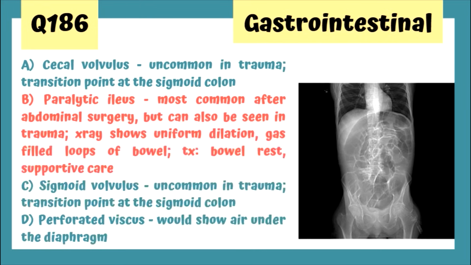So paralytic ileus is most common after abdominal surgery. It can also be seen in trauma. X-ray shows uniform dilation, gas-filled loops of bowel, and the treatment is bowel rest and supportive care. You can look at the other choices, what their associations are.